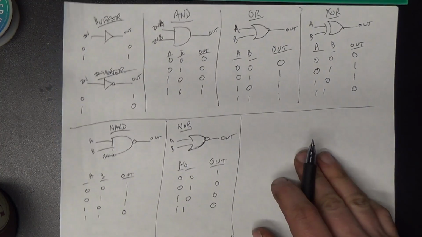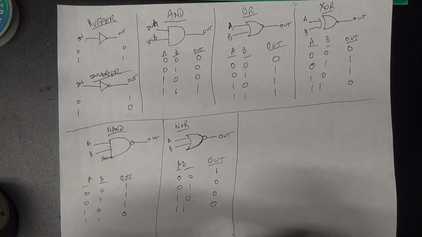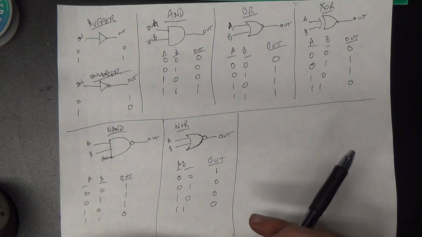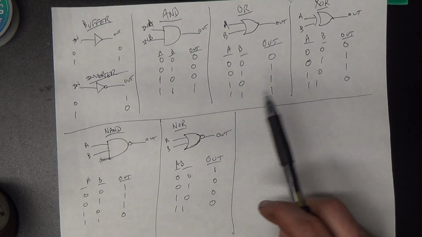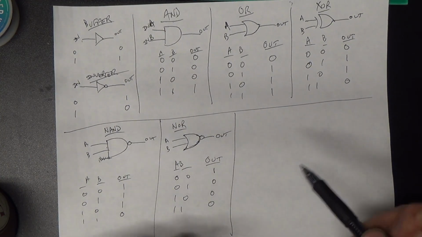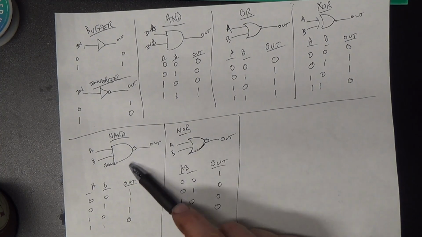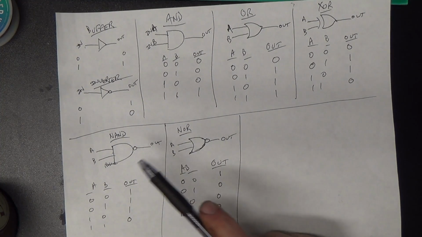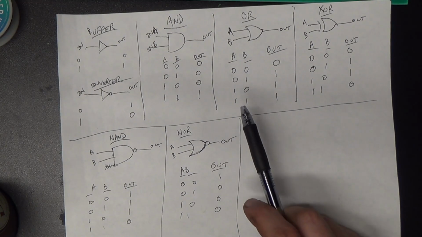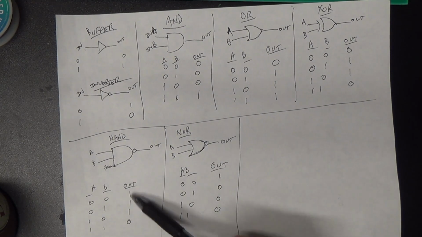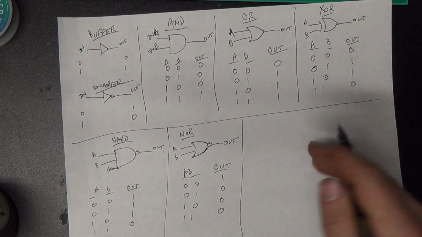So, now that you have learned all about basic logic gates, let's talk about why NAND and NOR gates are special. It so happens that you can make any other gate out of a NAND gate or a NOR gate just because of the way that they are. It's magic. It's sweet, right?